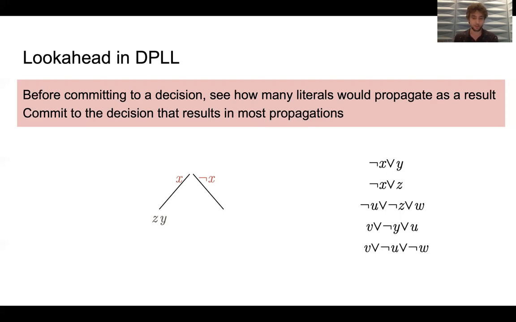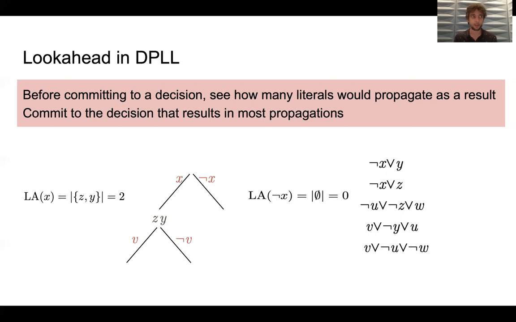Not x gives no propagation. So we can compute a kind of Lookahead score. For x we get 2, and for not x we get 0. And then maybe we commit to x because that seems to be reducing the search space more. And then we can do the same thing, for instance, for variable v.